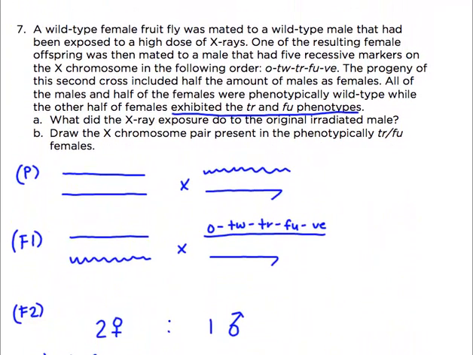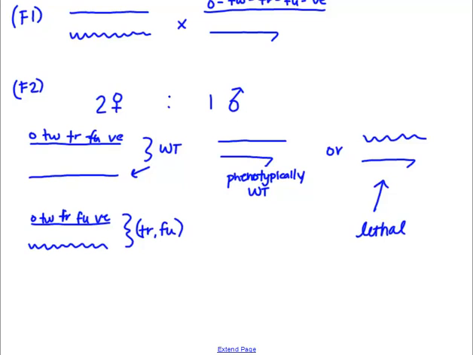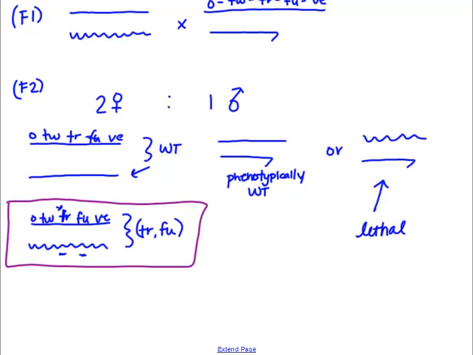Question A says, what did the X-ray exposure do to the original irradiated male? Well, let's look at this female right here. She's exhibiting a TR-FU phenotype. The only way that she would exhibit this is if the two alleles on this chromosome were either recessive or missing. On this chromosome, the TR and FU are the recessive alleles. However, if these were dominant, then she wouldn't have this phenotype. So we're going to assume that the irradiation actually deleted these two genes. So this is a deleted region.